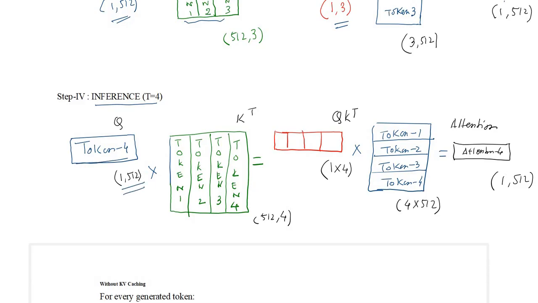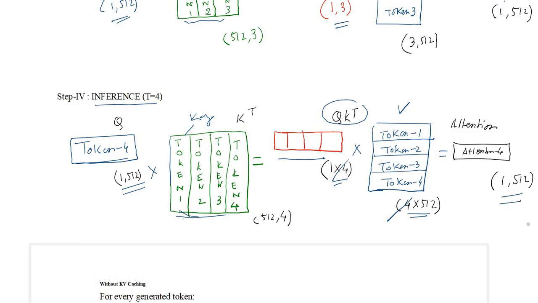So the dimension is 1 cross 512, multiplied with the tokens 1 to 4 for key. So the vector for Q K transpose is actually 1 cross 4, which we again multiply by 4 cross 512 tokens for V. So finally, what is the dimension? It is 1 and 512.